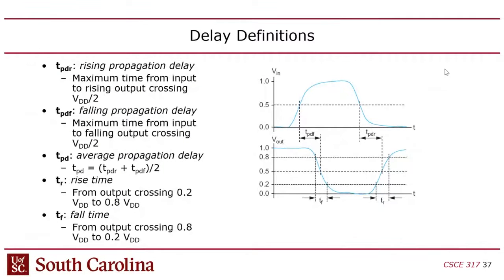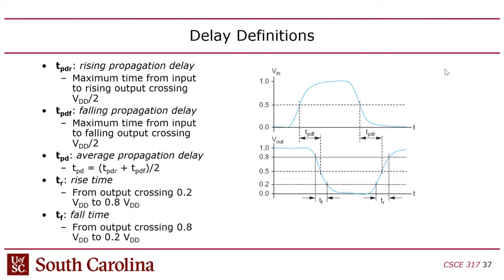Okay, so again, we're doing all this to study the performance. So what sort of performance metrics are we talking about here? We're talking about delay. We're actually talking about two things: the delay through a gate, and also the rise and fall time of the gate. So those are the two main metrics you care about.